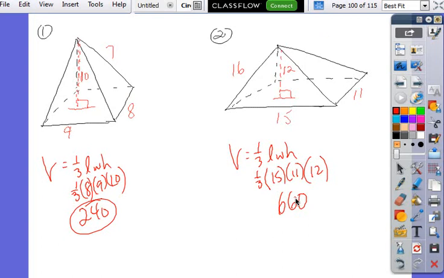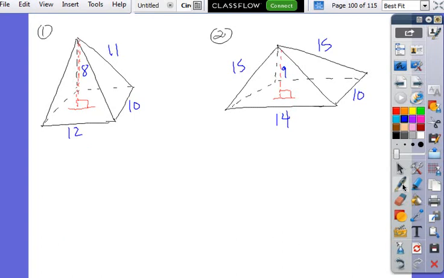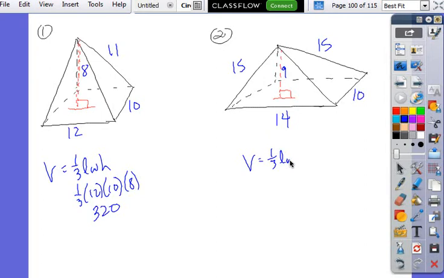All right. Looking at a couple more of these. 1/3 length, width, height. So 1/3, 12, 10, 8. And that one is 320. So over here, I'm going to go 1/3 length, width, height. So 1/3, 14, 10, 9. How much is that? All right. Are there any questions about it?